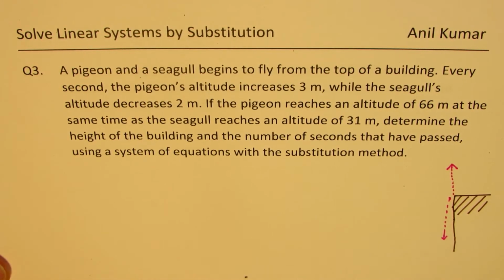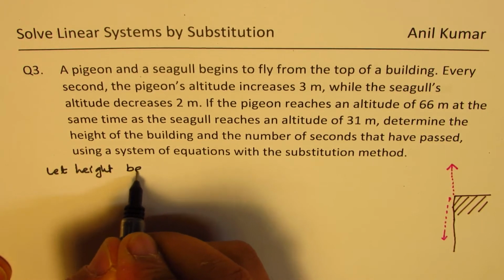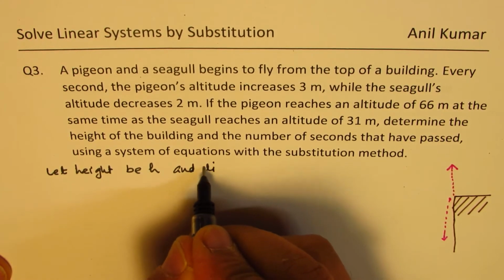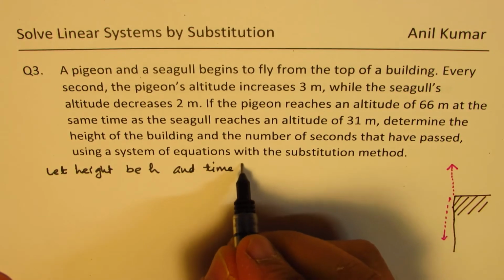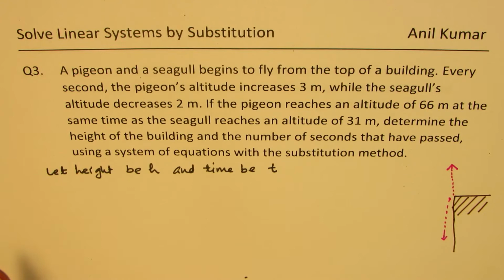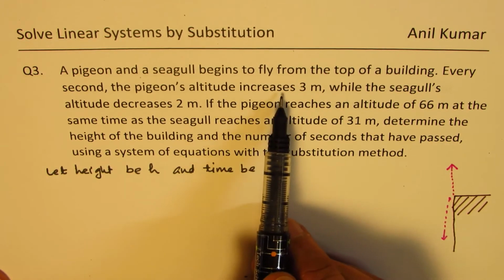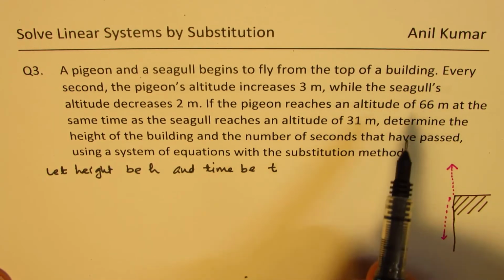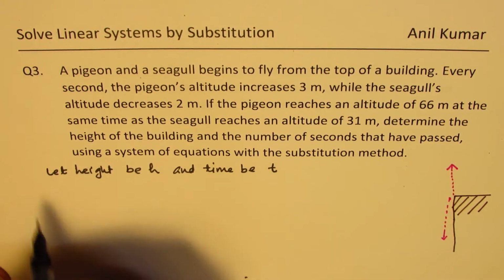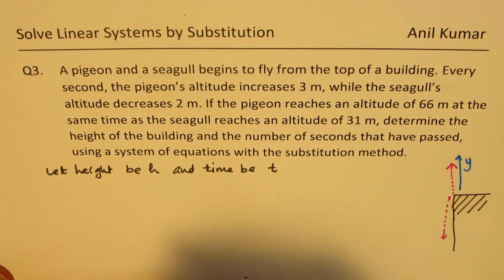So two things. So let's define the variable first. So we say let height be h and time be t, right? So when we are given those final positions, is it okay? Now we have defined our variable. So as far as the pigeon's height is concerned, it is increasing 3 meters every second, right? So we can say that the y value, so we'll say in this direction, it is the y value for the pigeon. So y is equal to, this is for pigeon, right?